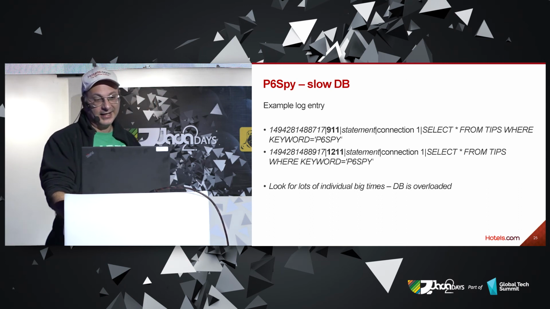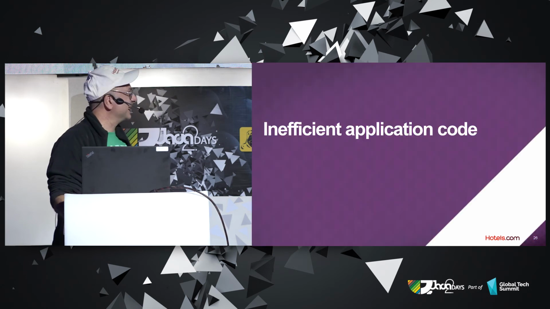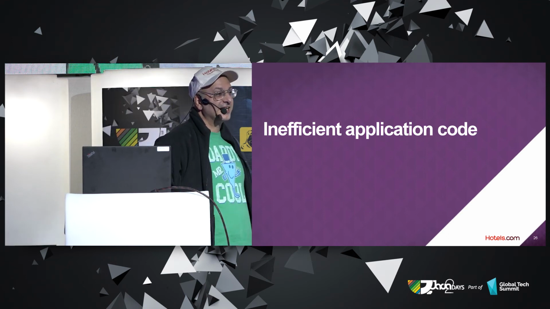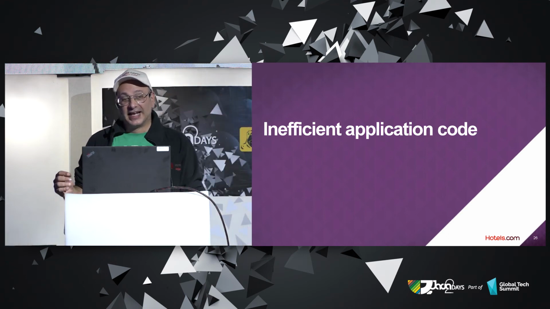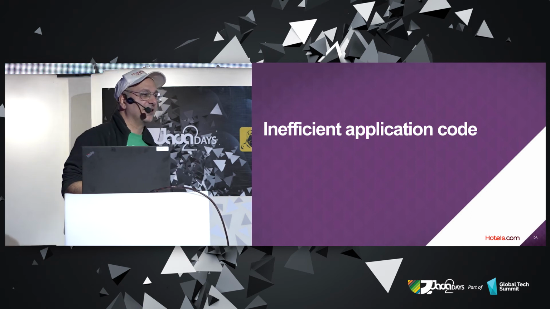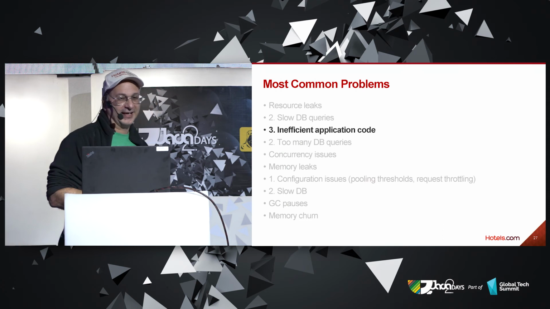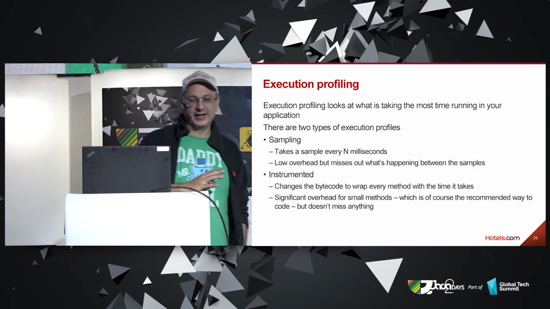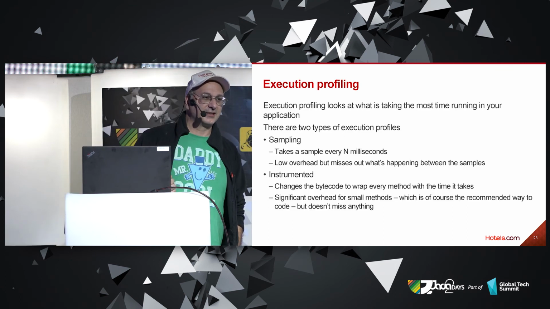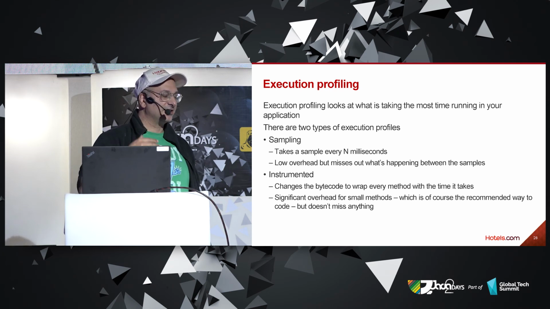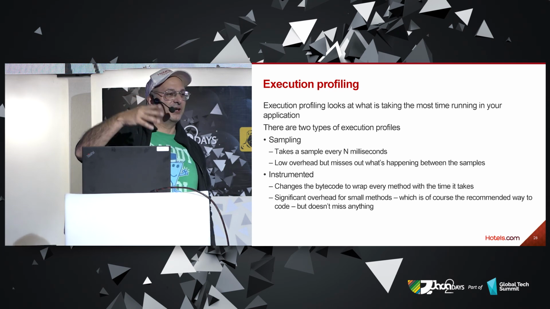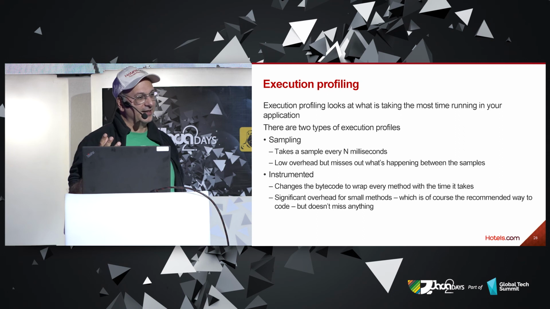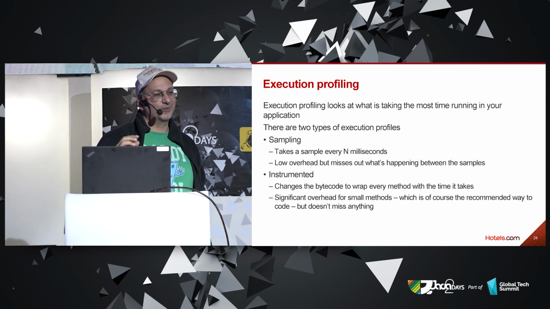Okay, so something slightly more interesting, I hope. Inefficient application code, and that's anything that's taking too long. So obviously you're going to need to profile your system to find out exactly what the bottleneck is in this situation. And it's important to understand that there's two types of profiling. There's sampling and there's instrumented code. The sampling takes a stack trace essentially every n milliseconds, and it looks at that stack and determines where the hot parts of the code are.